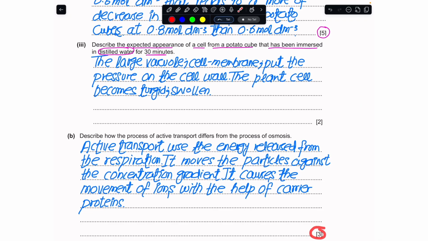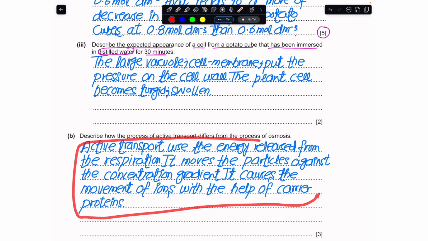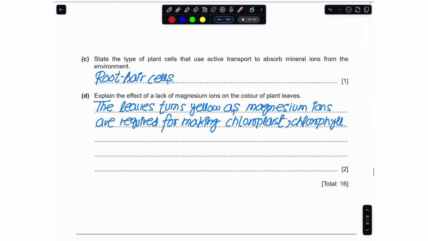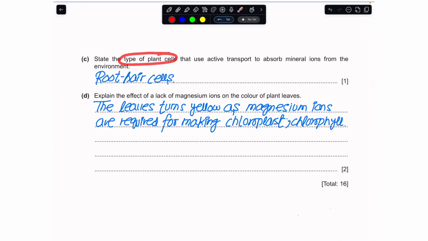Now, for 3 marks, they're asking us to describe how the process of active transport differs from the process of osmosis. We know very well that active transport uses energy which is released from respiration, and active transport would move the particles against the concentration gradient, and active transport would cause the movement of ions with the help of carrier proteins, and none of these situations we see in case of osmosis.